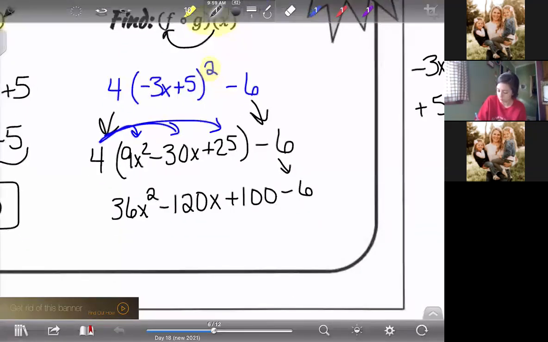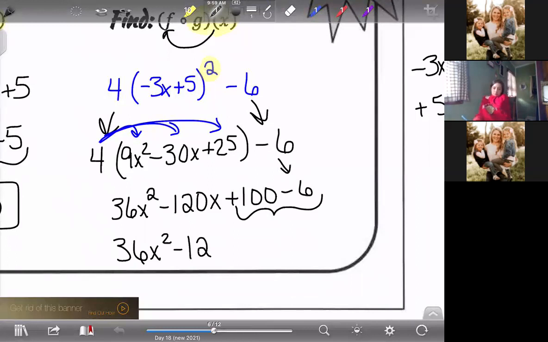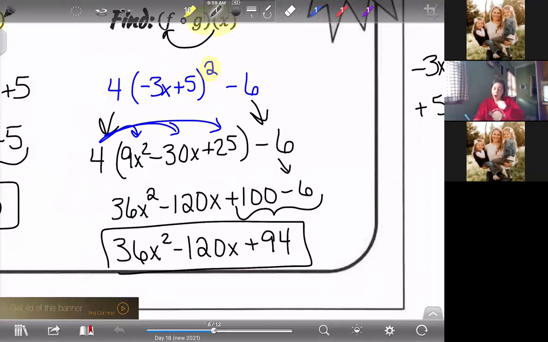Our last step. What is it? Combine like terms. We have like terms sitting out here at the end. So 36x squared minus 120x plus 94 is our final answer. No need to factor that. That is your final answer.